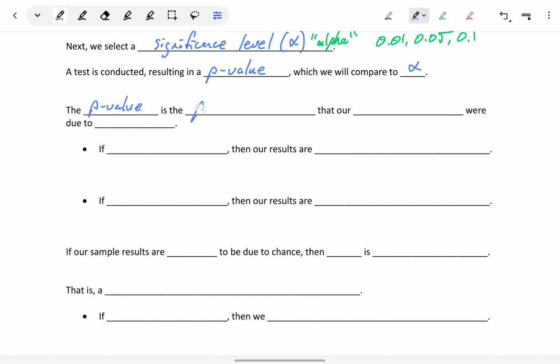The p-value is a probability, meaning it will be between 0 and 1, and it's specifically the probability that our sample results were due to chance. More specifically, if our p-value is greater than alpha, the significance level, then our results are likely due to chance.